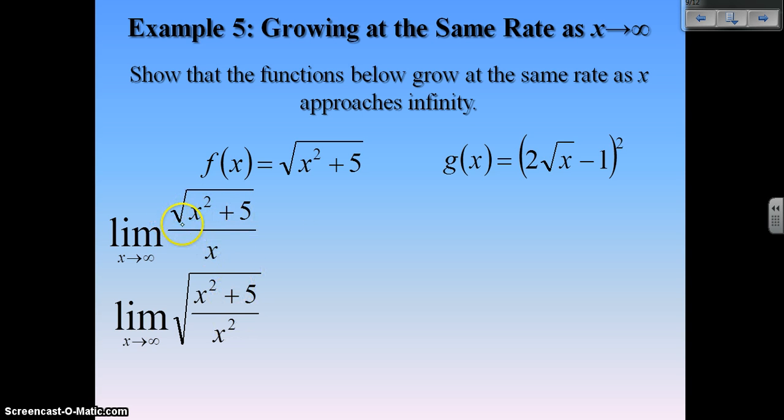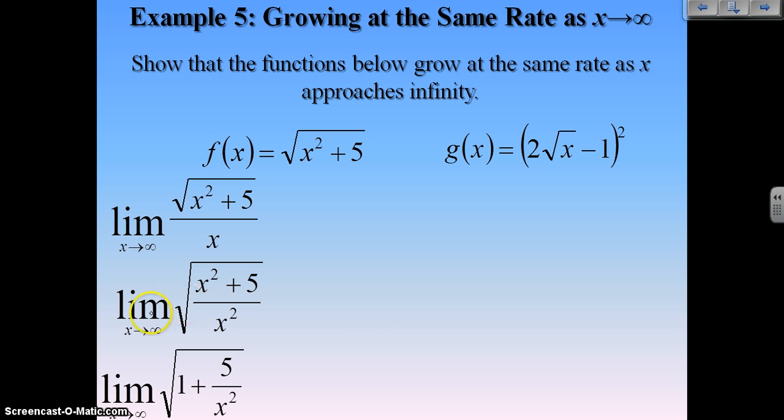I'm going to simplify by putting everything inside the radical. So you put x inside a radical, it becomes x squared. You can simplify now. x squared over x squared is 1, and 5 over x squared. Now I can plug my infinity in, and I get 0 for this part right here, and that does give me an answer of 1.